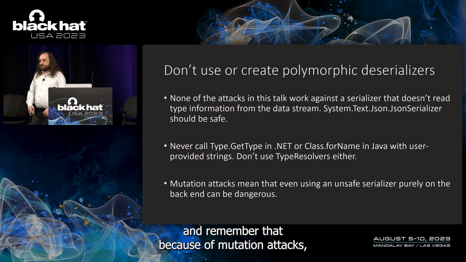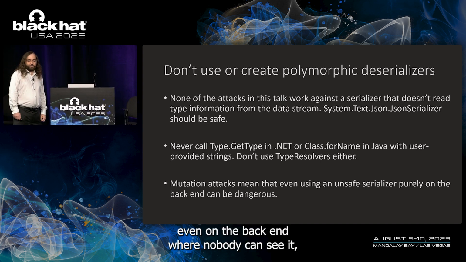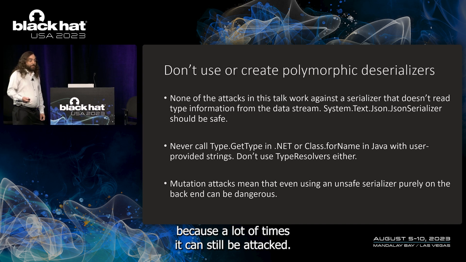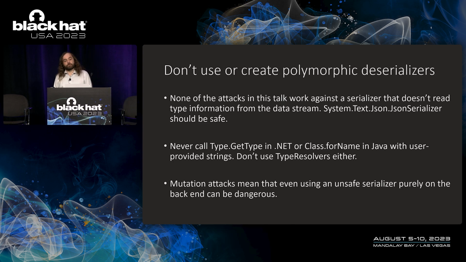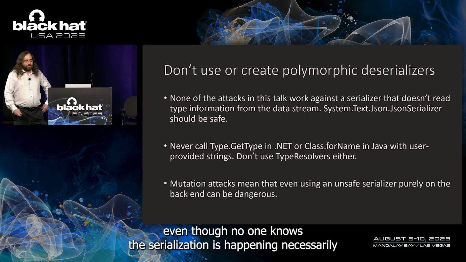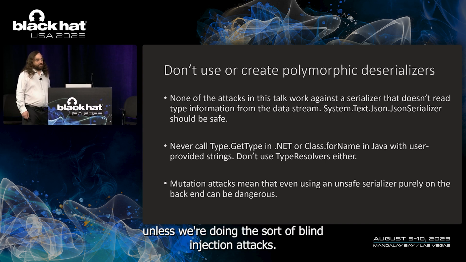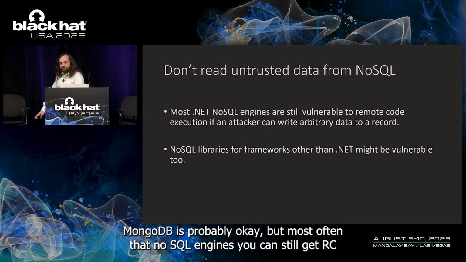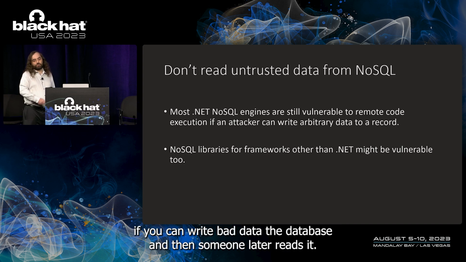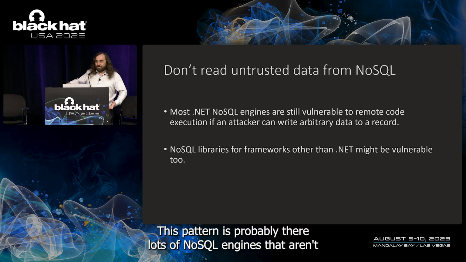And remember that because of mutation attacks, you can't use an unsafe serializer even on the back end where nobody can see it, because a lot of times it can still be attacked. You can even attack deep object copying sometimes with mutation and still get RCE, even though no one knows the serialization is happening necessarily, unless you're doing blind injection attacks. And this one kind of hurts, but don't read untrusted data from NoSQL. MongoDB is probably OK. But most .NET NoSQL engines, you can still get RCE if you can write bad data to the database and then someone later reads it. This pattern is probably there for lots of NoSQL engines that aren't in .NET also.